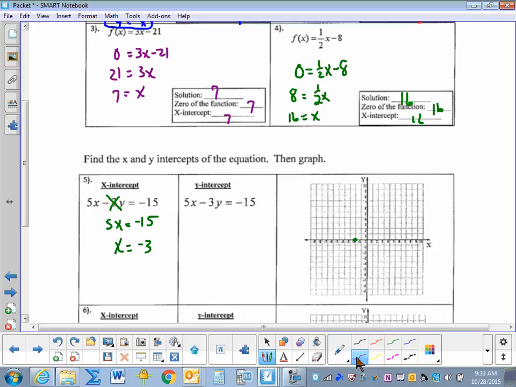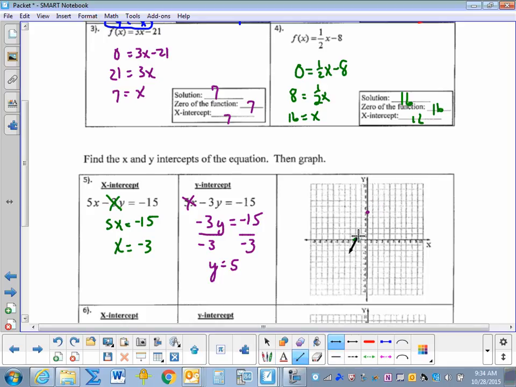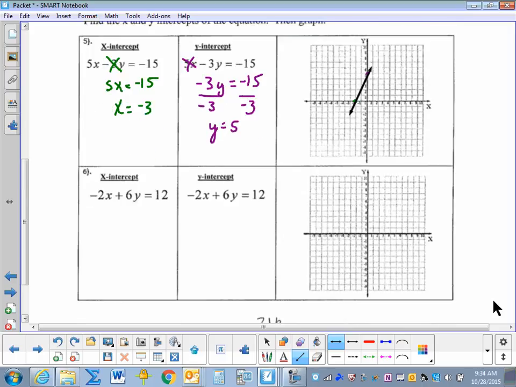All right. The y-intercept, what is y when x is 0? So 5 times 0, so I have -3y equals -15. And if I divide by -3, y is equal to 5. So my y-intercept is 5. That's right there. And then I draw my line. So go ahead and try number 6.